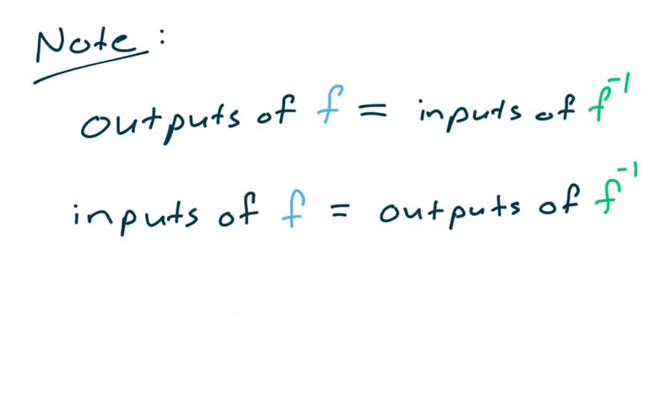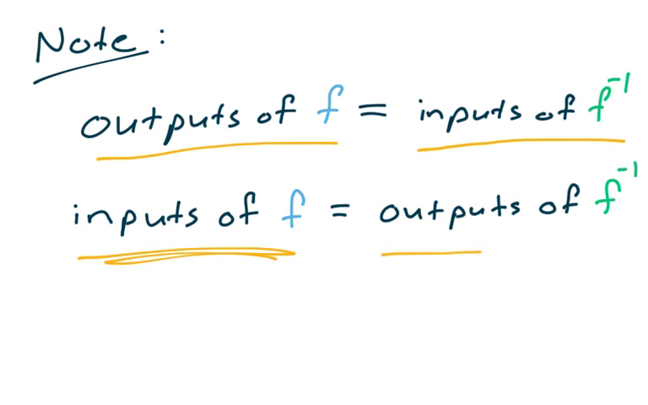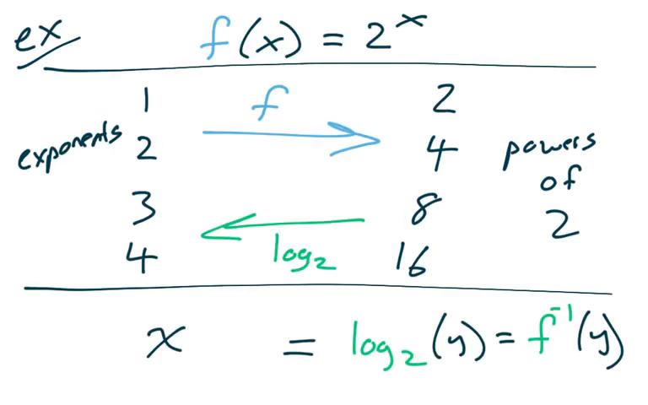Let me make a quick note that the outputs of a function f are the inputs of its inverse, if the inverse of the function even exists. And the inputs of a function f are the outputs of the inverse. Let's do one final example with an exponential function and a logarithm. Let's start with this function, f of x equals 2 to the x. I'm going to call that y.